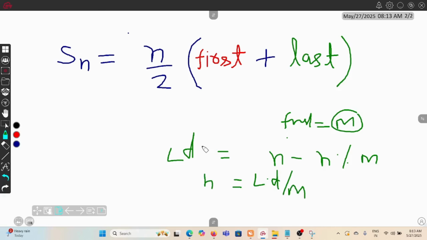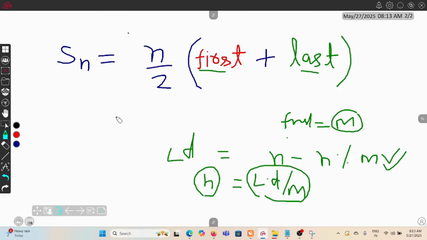Once we get this, the first, which is m, then the last divisible value, which is n minus n % m, and n would be our LD divided by m, meaning the number of terms. So we will put these values in this formula, and we will get the sum of all the divisible values, right? So it looks like we will get the Sn.